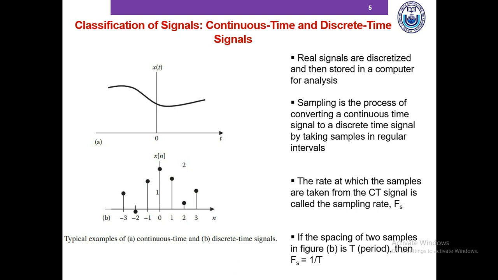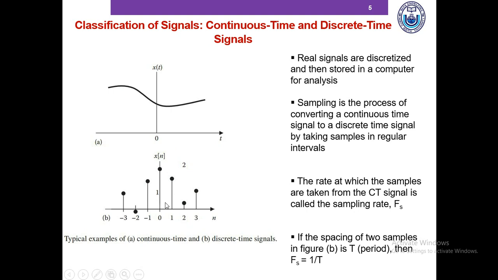Real signals are discretized and then stored in a computer for analysis by a process called sampling. Sampling is the process of converting a continuous time signal, such as the one shown in A, to a discrete time signal by taking samples at regular intervals. The rate at which the samples are taken from the continuous time signal is called the sampling rate, Fs.